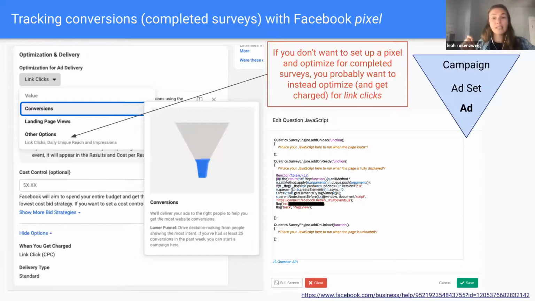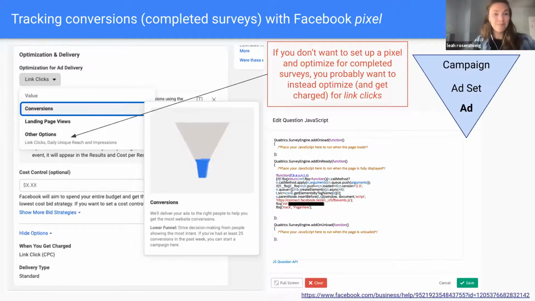So using this pixel, Facebook then knows which respondents or which people from which ads are getting to the end of the survey. So not just optimizing for who clicks on the ad or starts the survey, but depending on where you put this pixel, actually optimizing the ads for people that complete the survey.